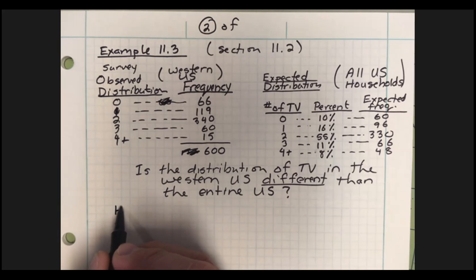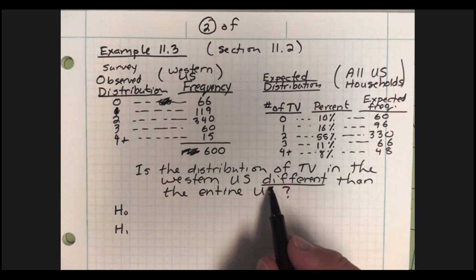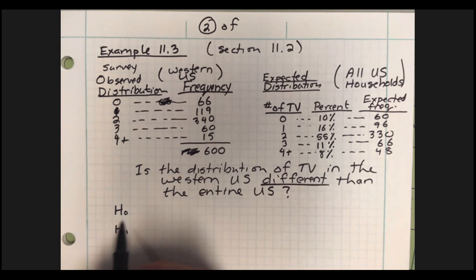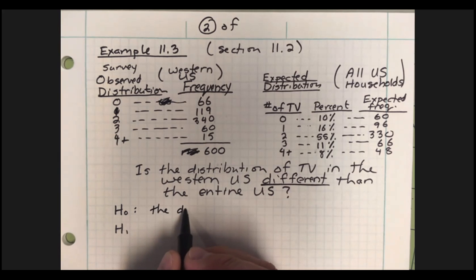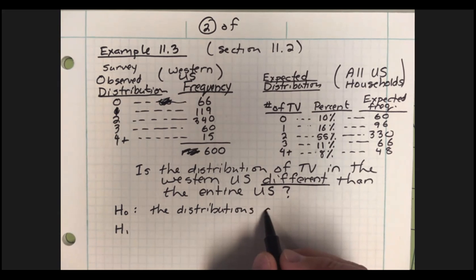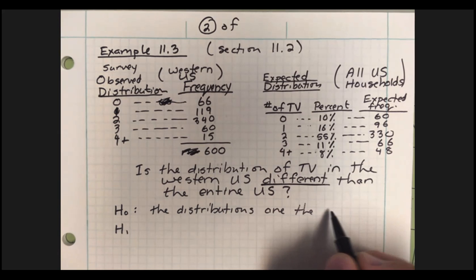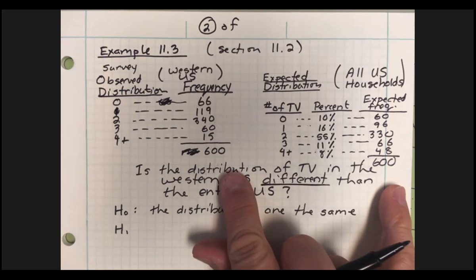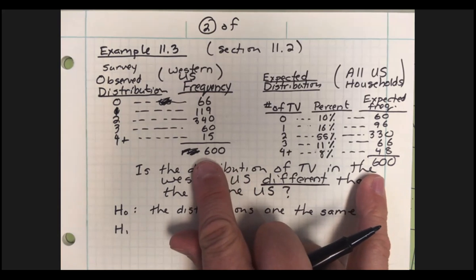Now let's write our hypothesis carefully in English first. What I want to know is really if something is different. So my null hypothesis will be, no, there's nothing different. The distributions are the same. Because they look pretty close to each other. Once I compared 600 televisions to 600 televisions, maybe the only difference here is just by random chance.